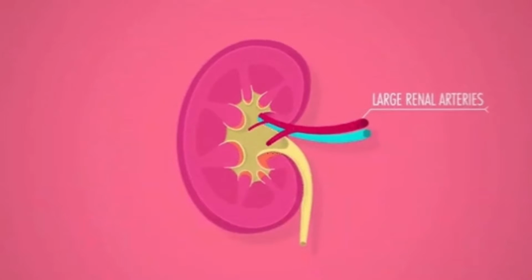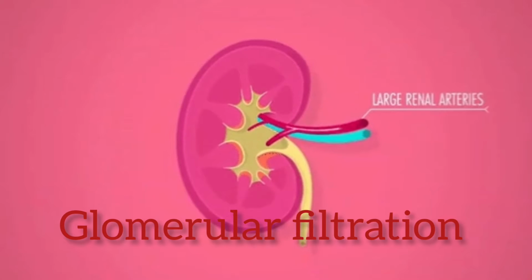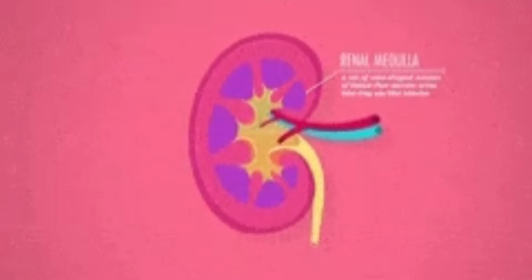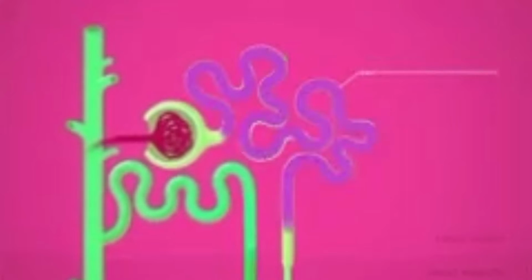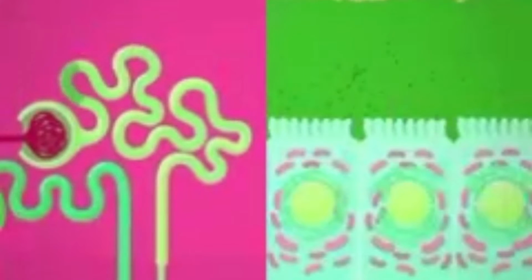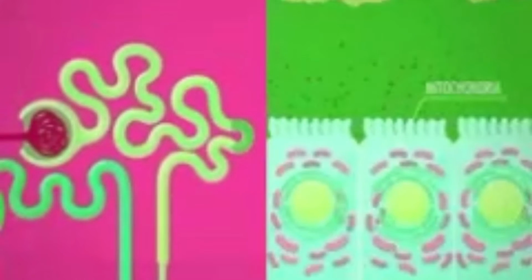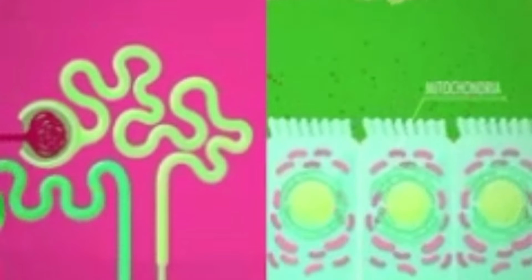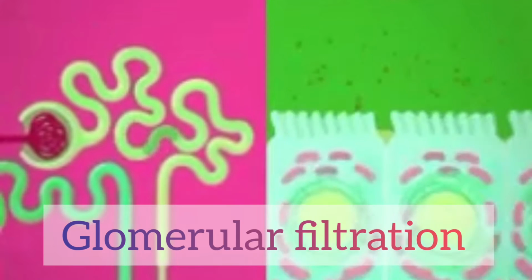The formation of urine is the result of processes like glomerular filtration, reabsorption and secretion. These processes occur in different parts of the nephron. Now I am going to discuss each part of the nephron where these different processes are carried out. So let's start with glomerular filtration.